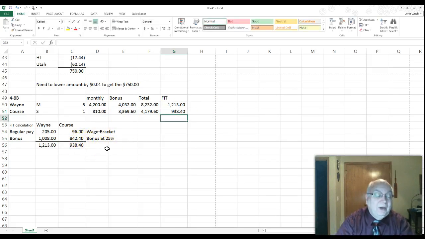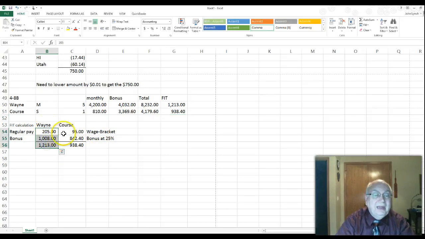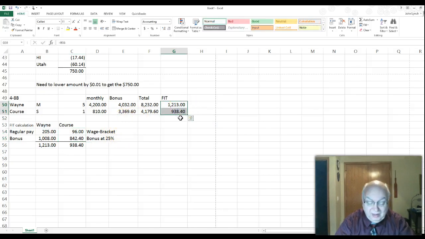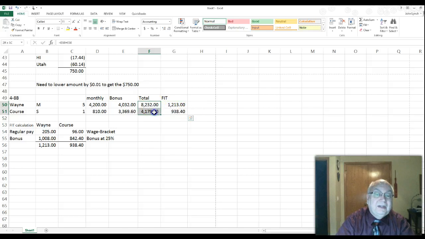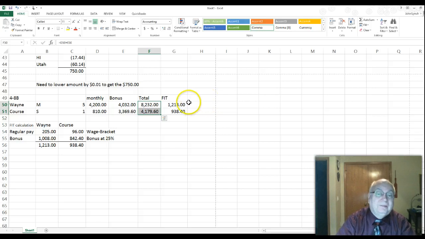And you do all of them the same way. You do two calculations, the wage bracket method for the regular pay, and then 25% of the bonus pay. And then you add them together to get your tax. Now all the other taxes, you just base it off of the 82.32 and the 40, the total for the wages, the federal and the FICA and the HI and that type of thing.